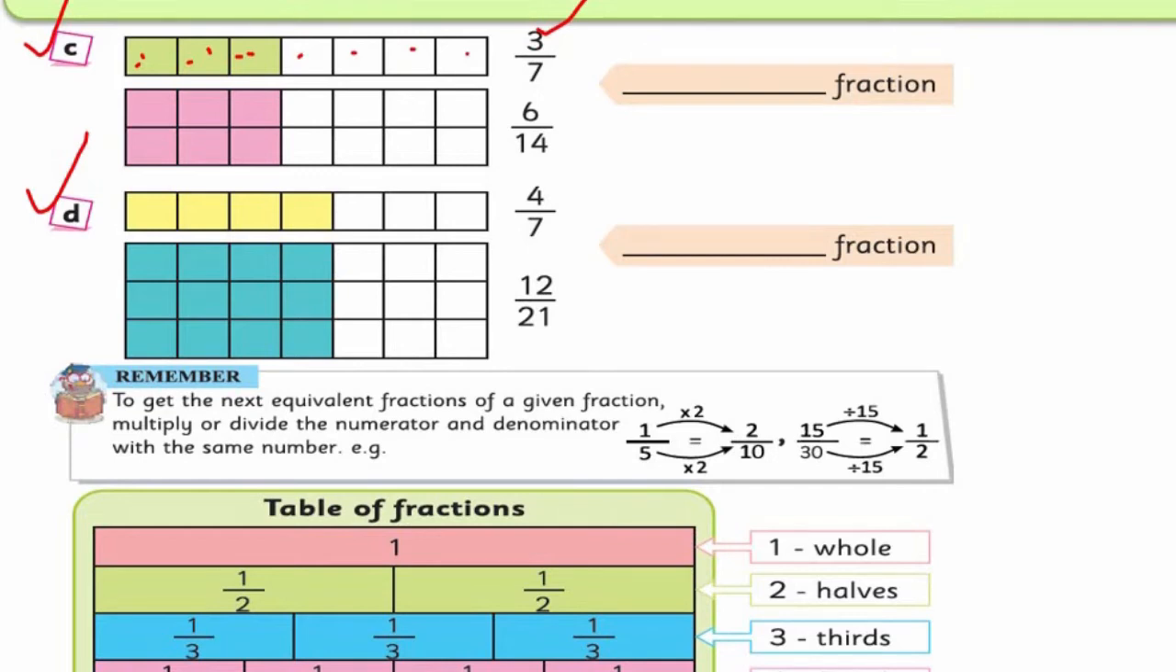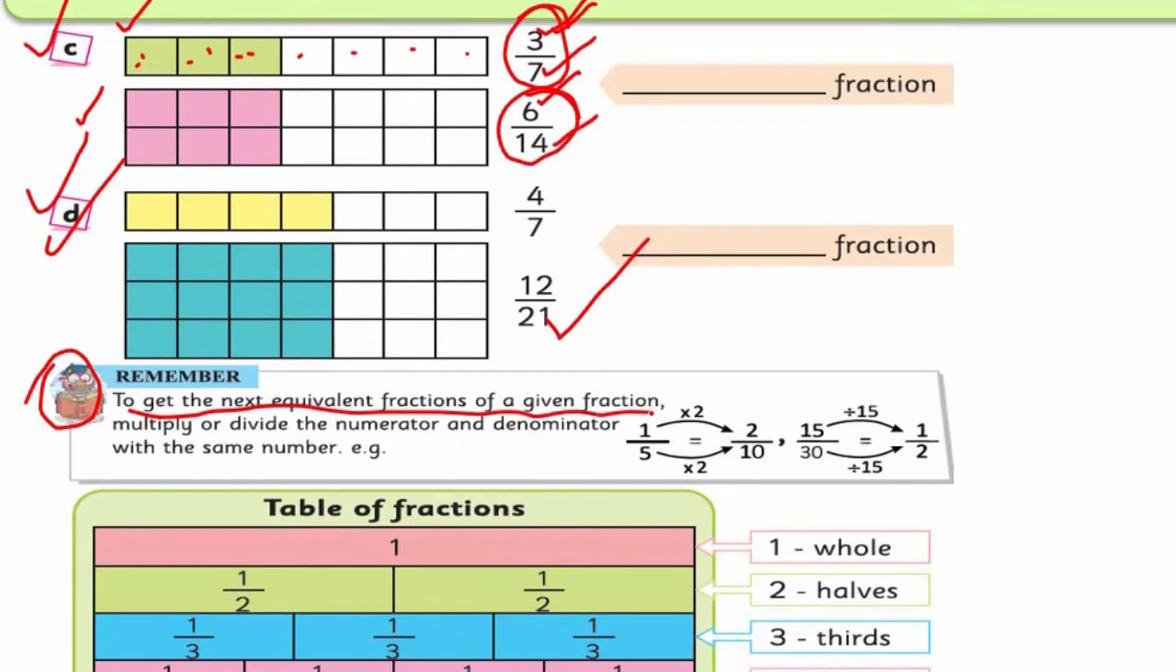So when we multiply 3 by 2, we get 6, and when we multiply 7 by 2, we get 14. So these two fractions are equivalent fractions. In figures also these look like equivalent fractions. Look at part D. So these are equivalent fractions also. Remember one thing, to get the next equivalent fraction of a given fraction, multiply or divide the numerator and denominator with the same number or common number. So you can get the equivalent fraction like these examples.